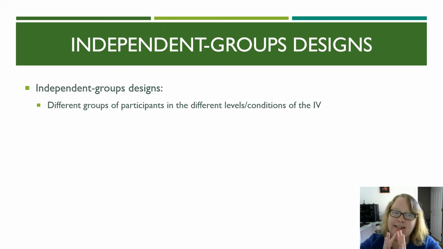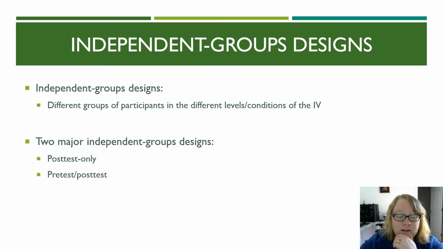That's also like in the pasta bowl example that we were just talking about. If I am going to do independent groups, then some people are going to get a medium bowl, some people are going to get a large bowl, and they're not going to know that there was any other condition. So different people in my different conditions. It's independent groups design. All right, there are two major types of independent groups designs. There's the post-test only design and there's the pre-test post-test design.